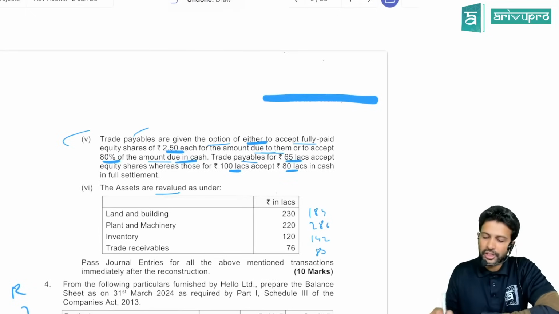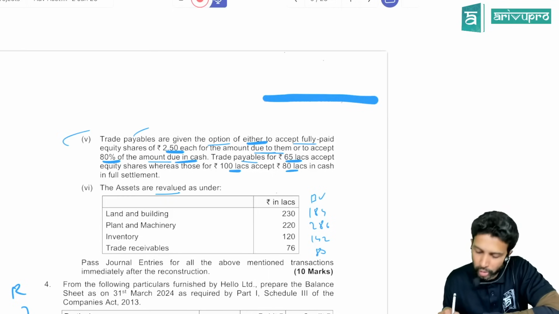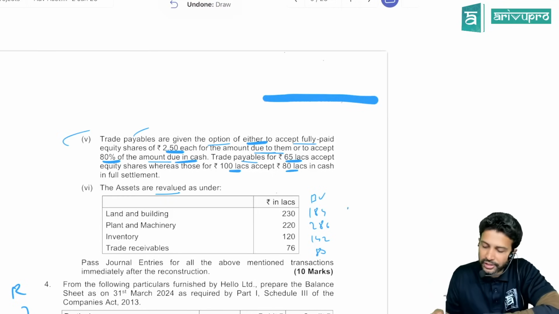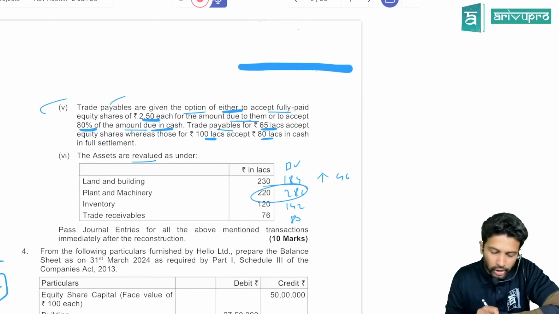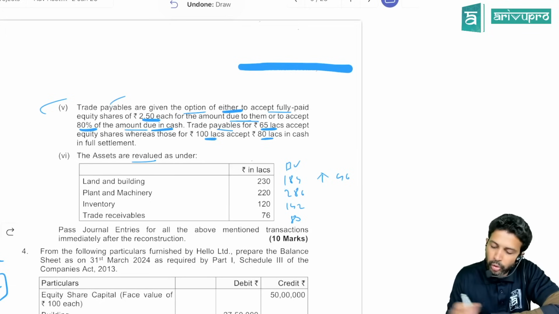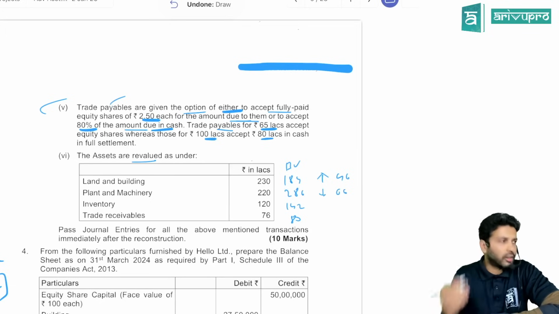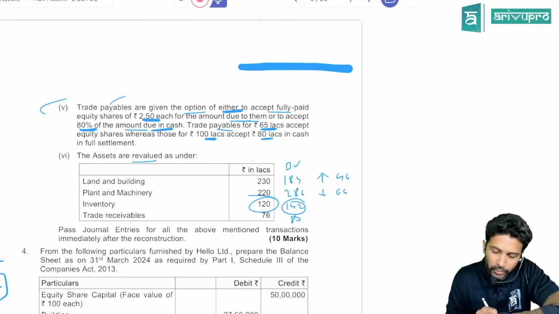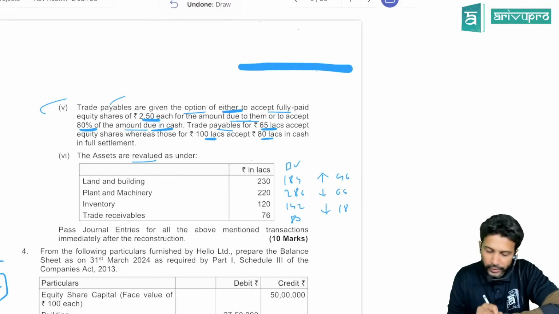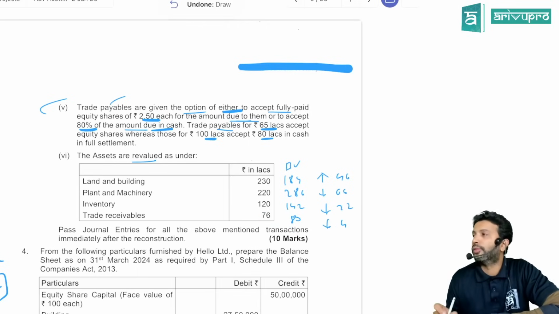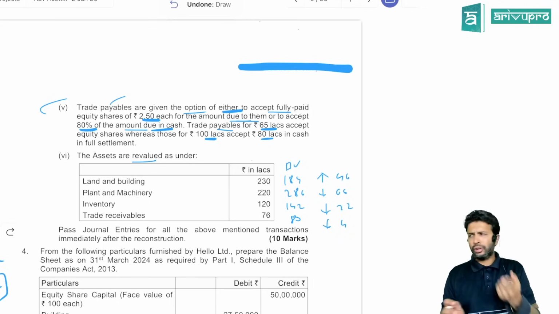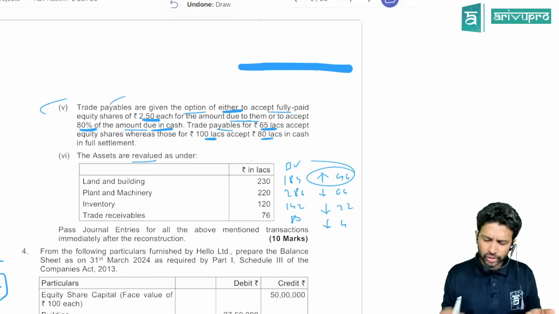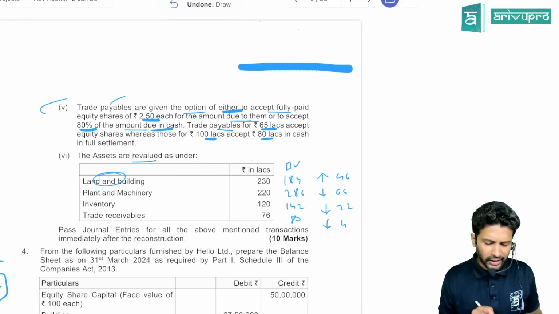Now you tell me, sir. This is the book value, this is the revalued amount. From 184, it became 230, so this is a revaluation increase. How much is the revaluation increase? 46. From 286, it became 220, so 66 is a reduction. From 142, it became 120, so 22 is the reduction. From 80, it became 76, so the reduction is 4. So three assets' values have decreased and one asset's value has increased. For these three, I will pass a compound entry. This one I will pass separately. Land value you have to increase.